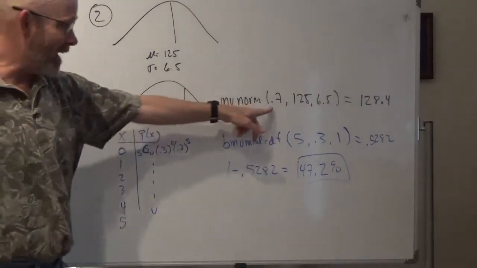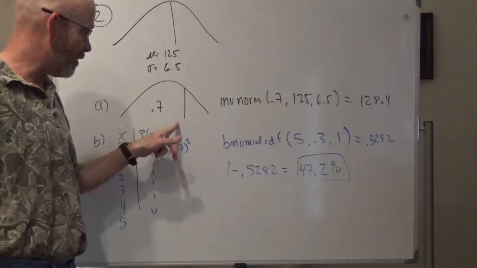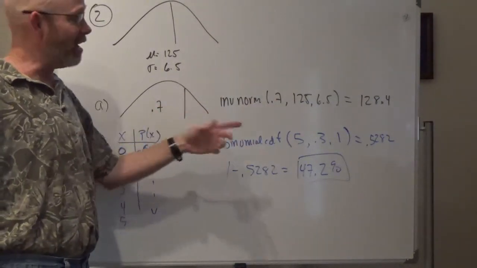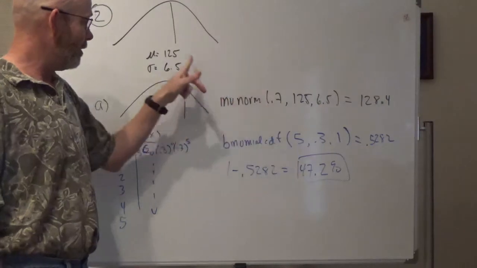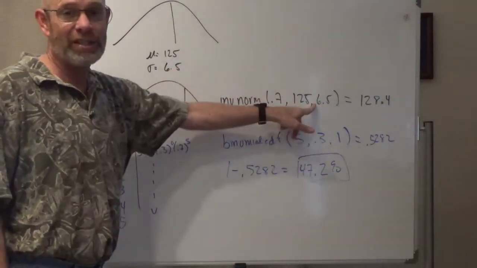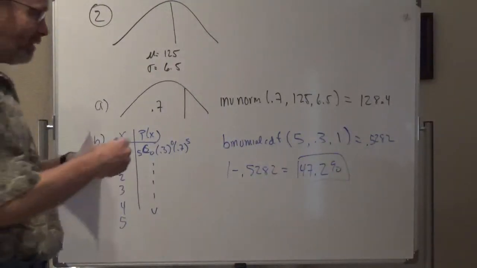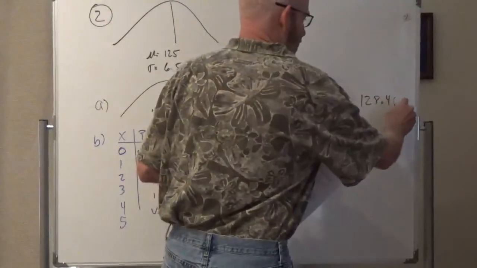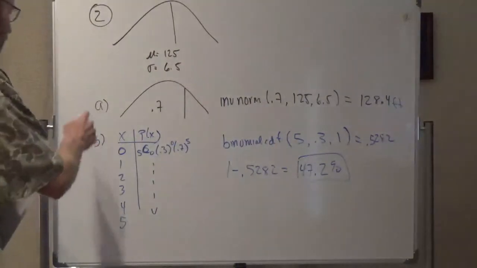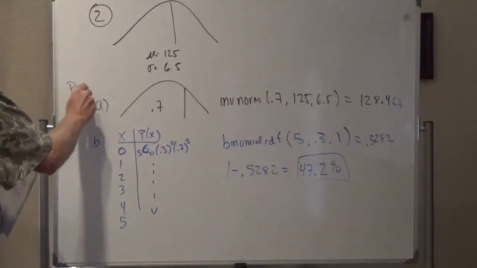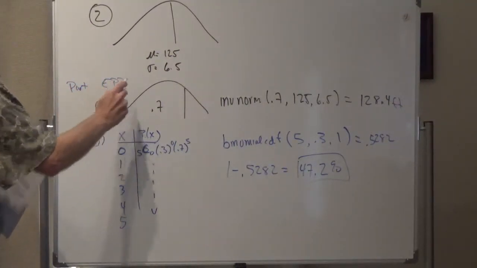So the inverse norm finds the z-score, which you could find, and then use the z-score formula to solve it. But inverse norm 0.7 with a mean of 125 and a standard deviation of 6.5 gives me 128.4. I think that's feet. Should probably have some units on that. That's part 1, if you're grading, EPI.